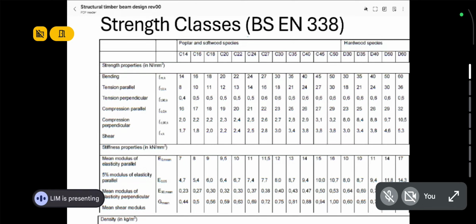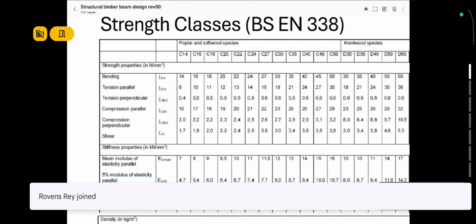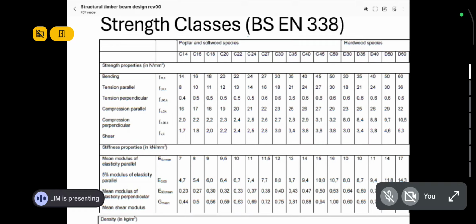Now, you will see tension and compression. There are two types of tension and two types of compression. You have your tension parallel and your tension perpendicular. So what are these? Tension parallel means the tension force is applied parallel to the grain of the wood.